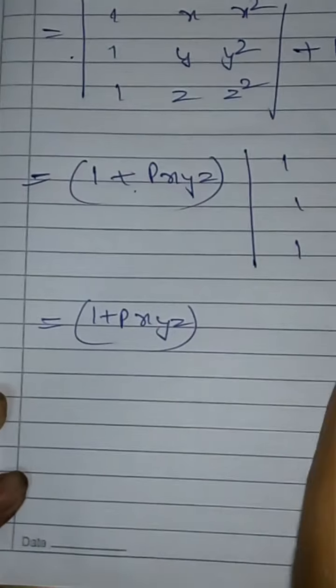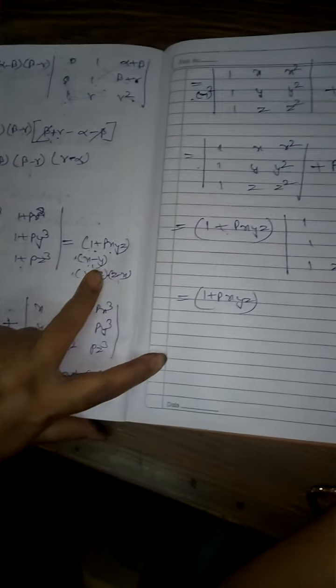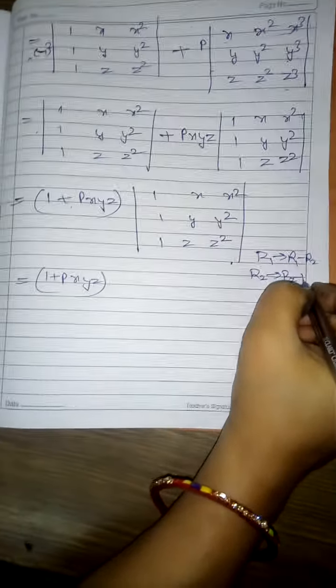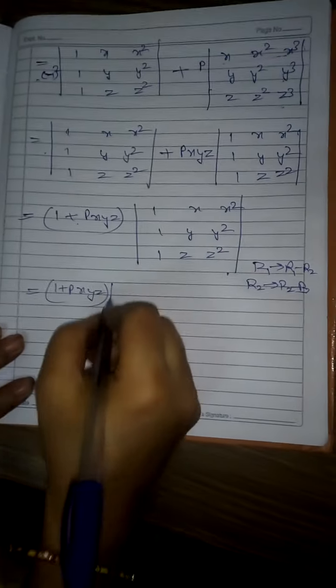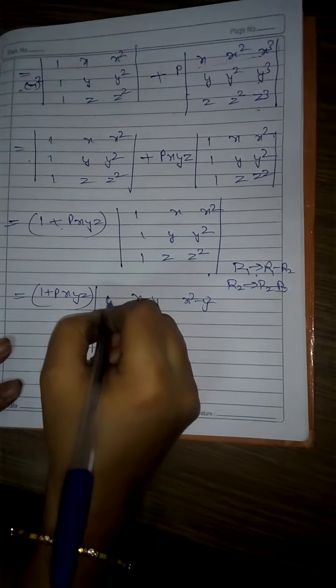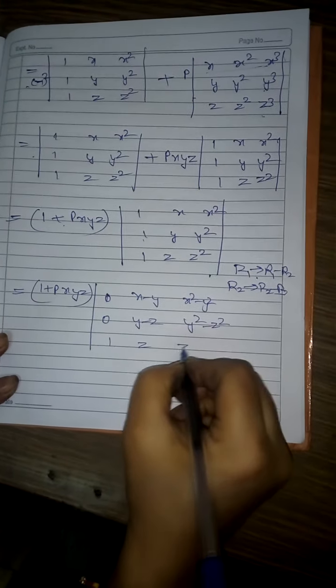Now let us see. 1 plus p of x, y, z as it is. Now apply the operation here, x minus y. So we will apply here r1 tends to r1 minus r2, and here y minus z. So we will apply here r2 tends to r2 minus r3. So r3 is as it is, 1 x minus y, x square minus y square, then r1 minus r2, so it is coming 0, and here 1 minus 1 again 0, y minus z, y square minus z square, and here the third row is as it is.